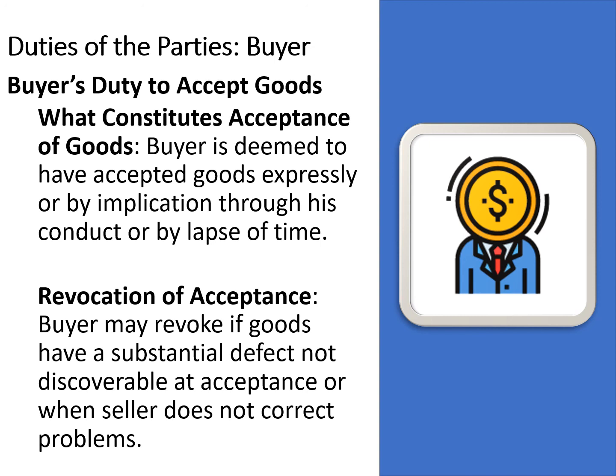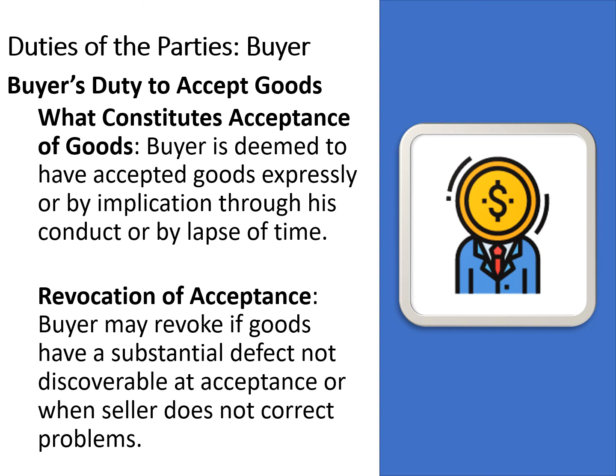Revocation of acceptance. There are instances in which a buyer can take back, i.e. revoke their acceptance. A buyer may revoke their acceptance of goods if the goods have a substantial defect that wasn't discoverable at the time of the inspection or the time that they accepted the goods, or if the buyer had informed the seller that goods were non-conforming and gave them time to cure, but the seller never cured. So those are the two instances where a buyer can revoke an acceptance.